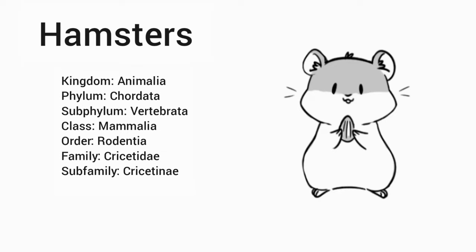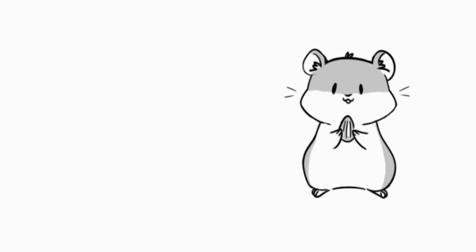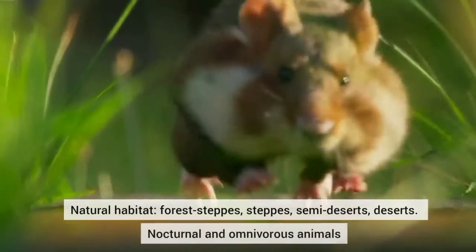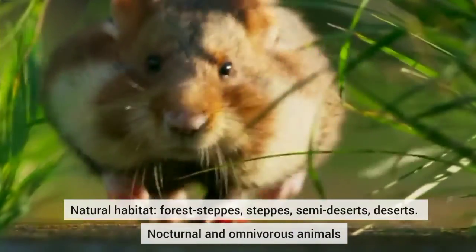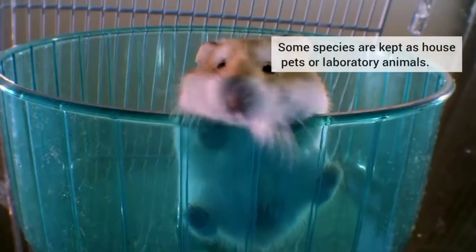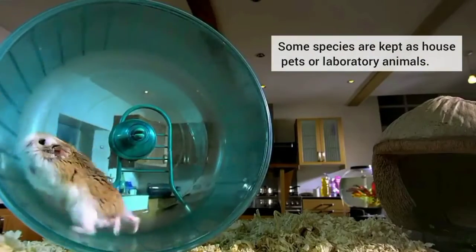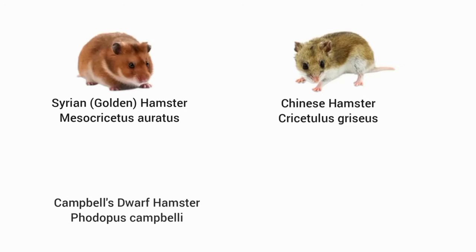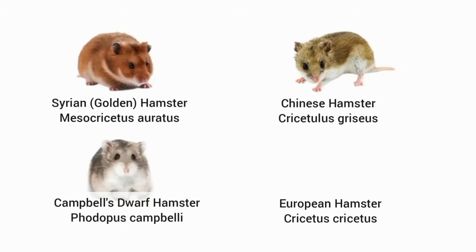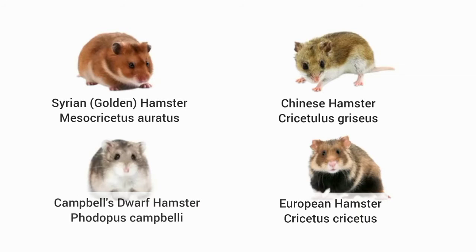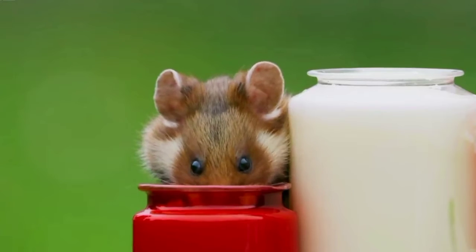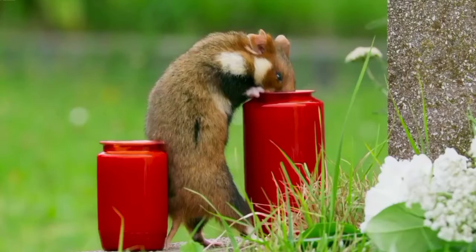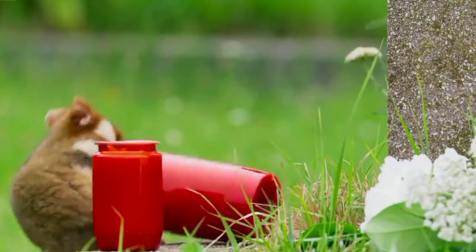Hamsters are representatives of order Rodentia, belonging to subfamily Cricetinae, which consists of 7 genera and about 20 species. They live mainly in open arid landscapes, forest steppes, semi-deserts, and deserts. However, some species can be kept as house pets or laboratory animals. For example, the Syrian or golden hamster, Chinese hamster, Campbell's dwarf hamster, and European hamster. It's worth noting that Syrian and Chinese hamsters are fiercely territorial and should be housed singly. However, Campbell's hamsters are social and live in a group.